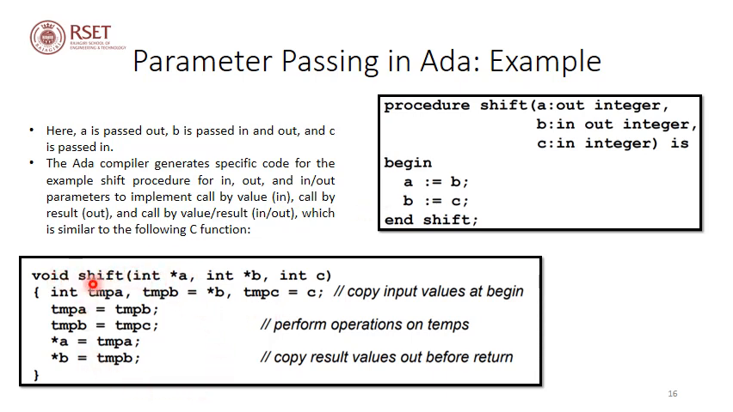So we have the same function named shift. It takes 3 parameters as input: in star A, in star B and C. Here we are using in star A and in star B because A is an out parameter. The changes made to A will be reflected back in the actual parameter. B is an in out parameter. The changes made to B will be reflected back in the original actual parameter.